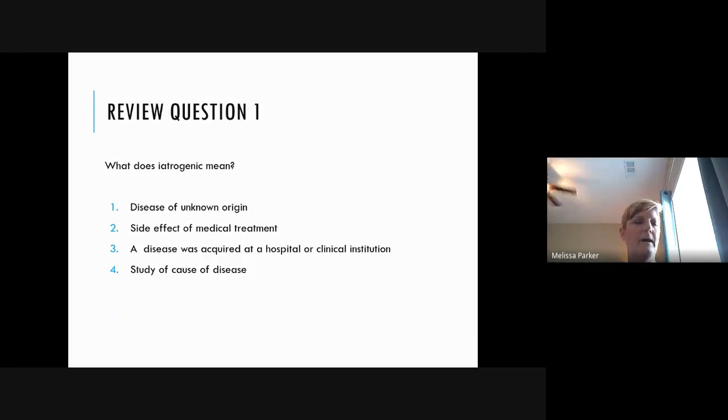Okay, so now I have my review questions. So what does iatrogenic mean? Iatrogenic is the side effect of a medical treatment. So iatrogenic could be common like nausea, or it could be a medical error as a result of treatment, like amputating the wrong extremity.